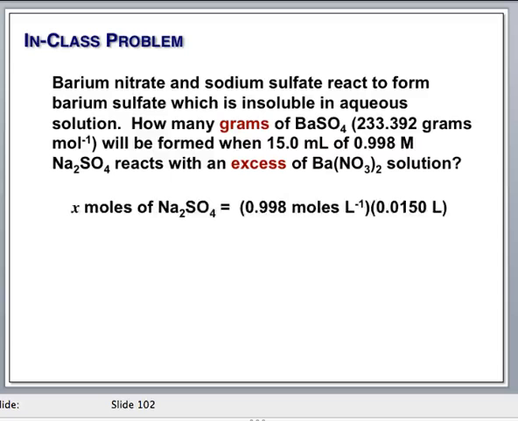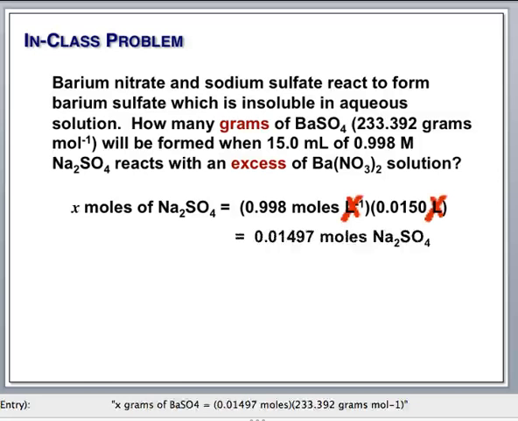Moles of sodium sulfate. This is going to be, not surprisingly, concentration times volume. Concentration times volume is moles. Our per liter cancel, and we have 0.01497 moles of sodium sulfate. Remember to change milliliters into liters by dividing by 1,000.